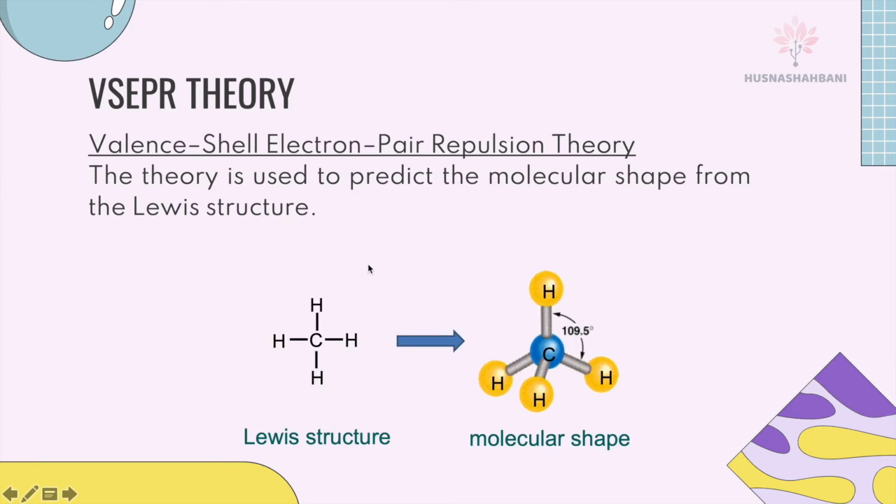It is used to predict the molecular shape from the Lewis structure. If you draw a Lewis structure, you just show the carbon bonded to 4 hydrogen atoms, but the molecular shape shows the angle of the electrons that repel for each atom. The molecular shape shows the angle and the shape of that molecule. The Lewis structure doesn't show the shape, it just shows how many bonds and which atom is bonded to which.